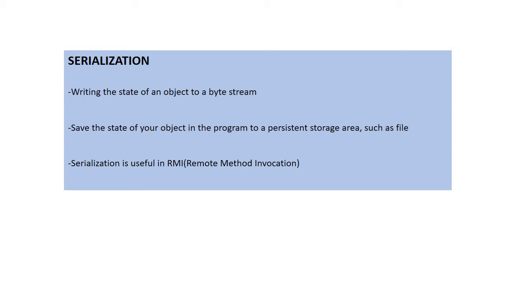RMI is a process in which a Java object on one machine invokes a method of a Java object on a different machine. Here, an object will be supplied as an argument to that remote method. For supplying the object as an argument, the state of the object should be passed to that method, and here the state will first be converted to a byte stream and then passed to that particular remote method. The sending machine serializes the objects and transmits them, and the receiving machine deserializes them.